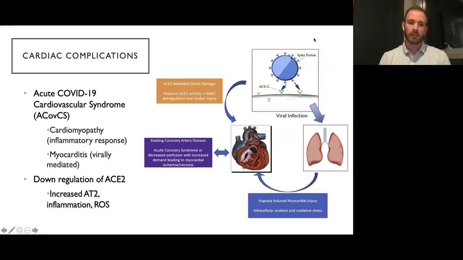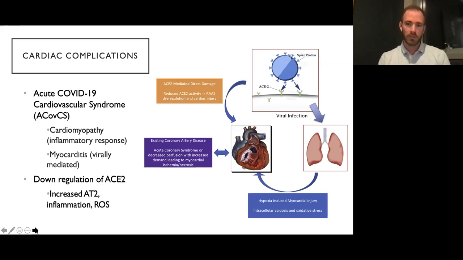The second mechanism is through the virus itself, and this would be on the top left arrow, as it results in an ACE2-mediated direct damage. Essentially, the virus is replicating within the cardiac myocytes themselves, leading to this myocarditis. Specifically with the myocarditis, patients who have myocarditis are developing prolonged QT syndromes. These can lead to cardiac dysrhythmias, specifically ventricular dysrhythmias. These are the ones that are most likely to lead to a cardiac arrest.